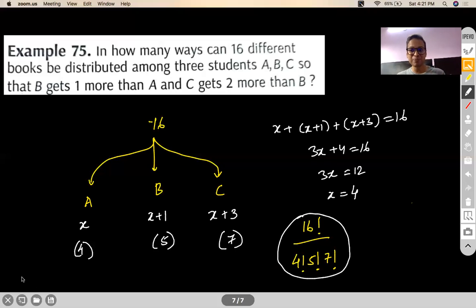If the same group items can change hands, or if you start naming these groups or assigning these groups to different people, then you multiply by the factorial of the total number of groups. Else you will not. Okay.